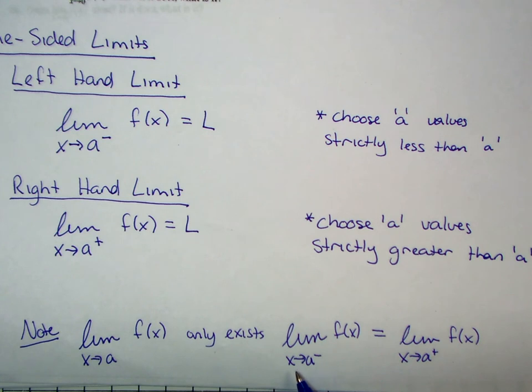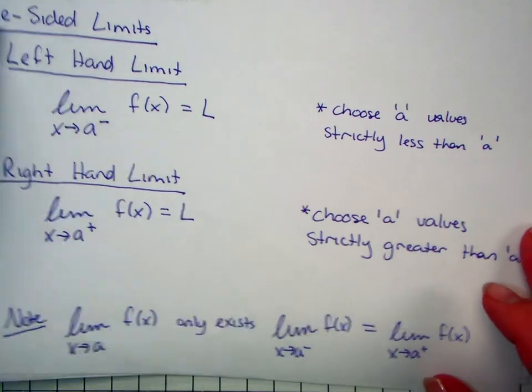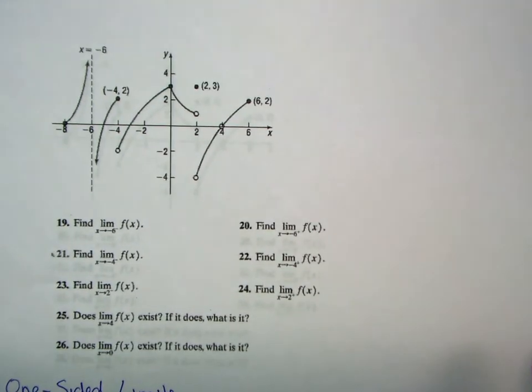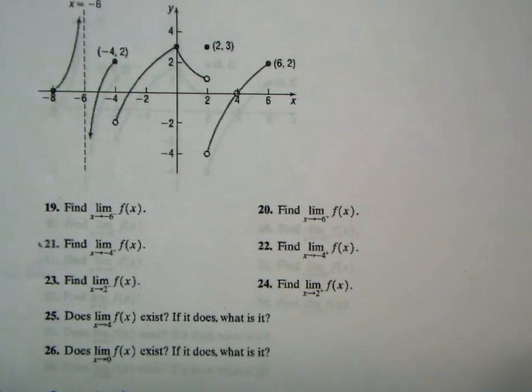Left-hand limit is on the less than side. The right-hand limit is on the greater than side. And the overall limit only exists if the left-hand limit equals the right-hand limit, right? So let's go ahead and look at this graph I have at the top of the page. And let's go ahead and answer each of these questions.